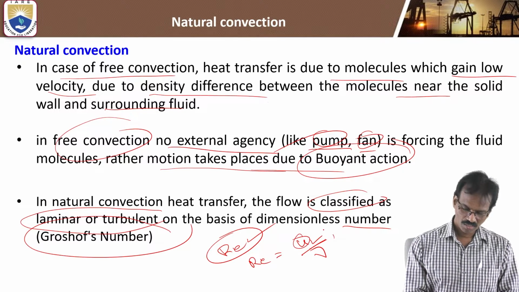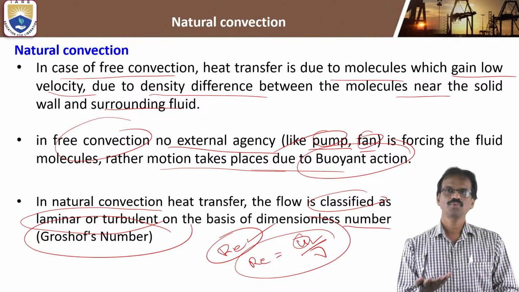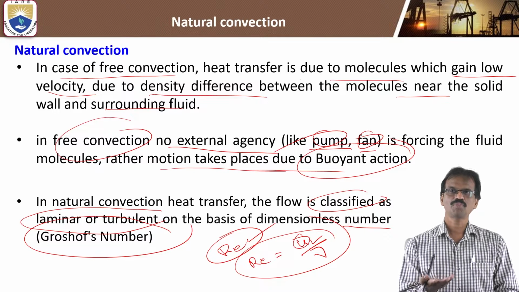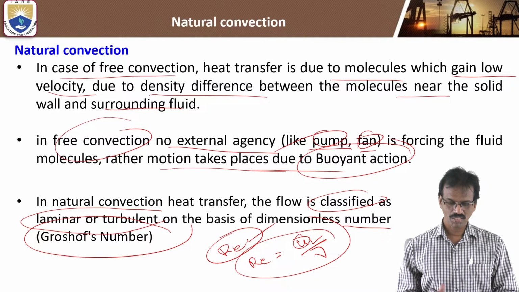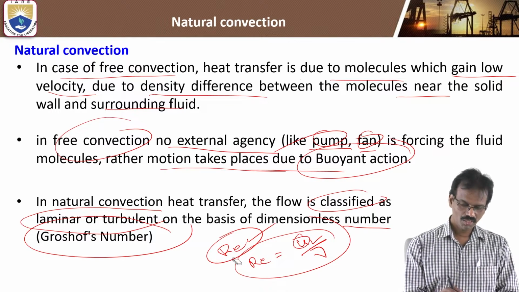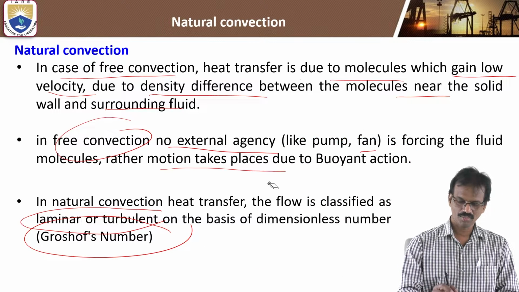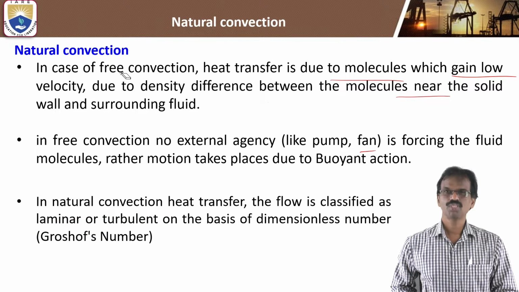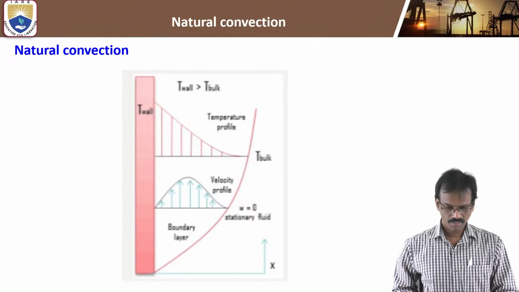If the velocity is not given, and the fluid particles are moving from one place to another, that is by the effect of buoyancy. That is called natural convection. For natural convection, we consider only the Grashof number. The Grashof number is nothing but the ratio of buoyancy force and viscous force. We will see that one.